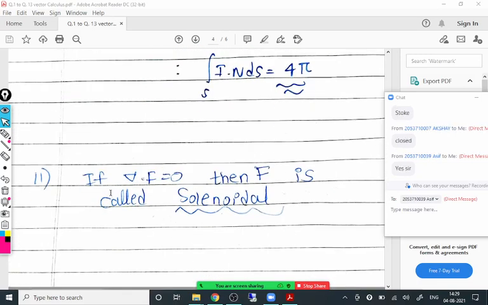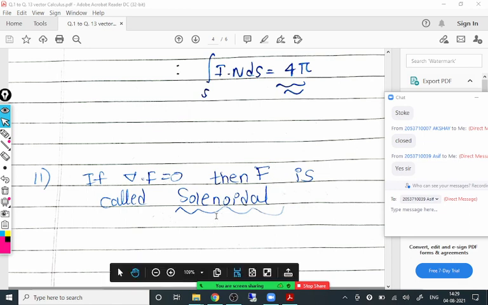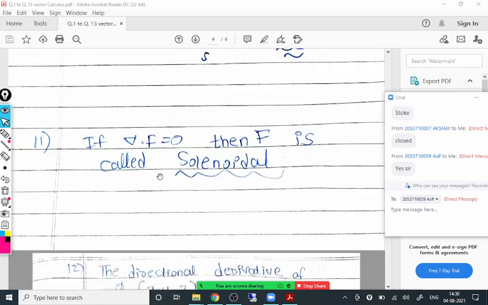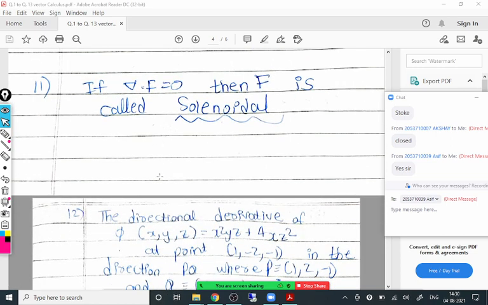Now question number 11. If del dot f is 0, then f is said to be a solenoidal vector field. Correct, solenoidal vector field is the correct answer. Again, this follows the BS Grewal notations. The capital F is written in bold form in the book, but you cannot show bold form here, so try to write a bar notation. If del dot f bar is 0, then f bar is solenoidal, because otherwise we cannot distinguish between vector and scalar in what you are writing.